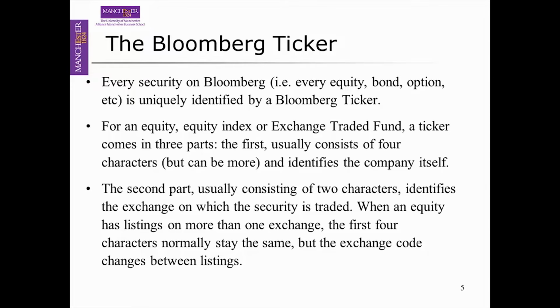For an equity index or exchange-traded fund, a ticker comes in 3 parts. The first usually consists of 4 characters, but can be more, and identifies the company itself. The second part, usually consisting of 2 characters, identifies the exchange on which the security is traded. When an equity has listings on more than one exchange, the first 4 characters normally stay the same, but the exchange code changes between listings.